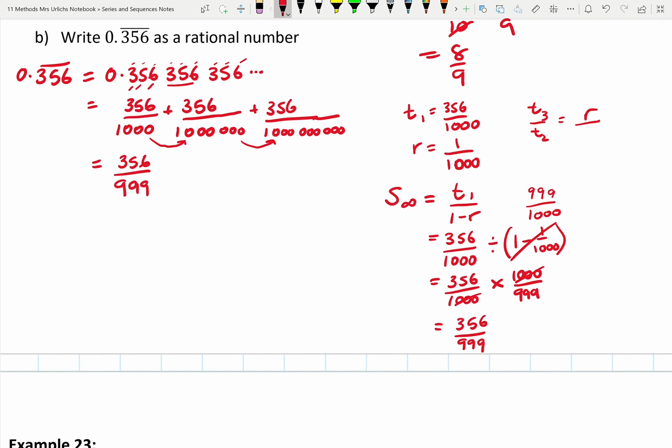Now, if you could cancel them, you perhaps would. We've only got a factor of 3 in the denominator, and there's no factor of 3 in the numerator, so we can just leave it at that. That's fine.